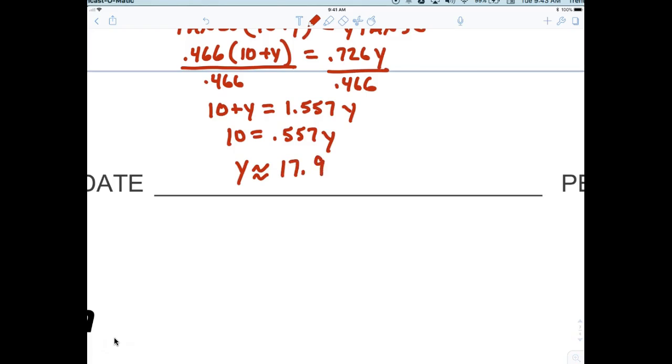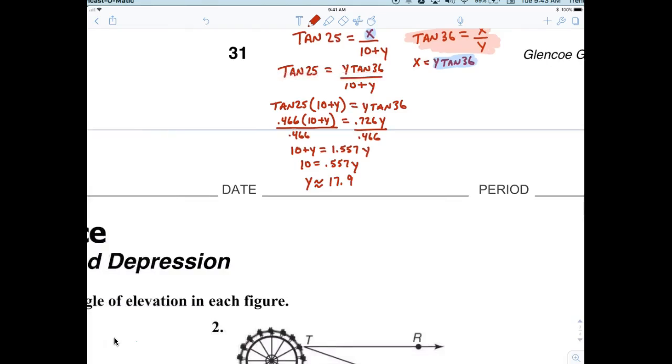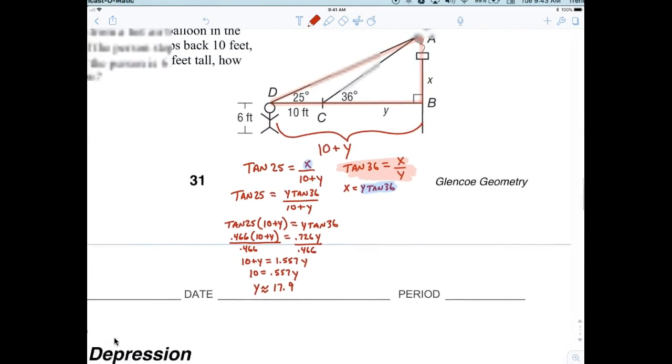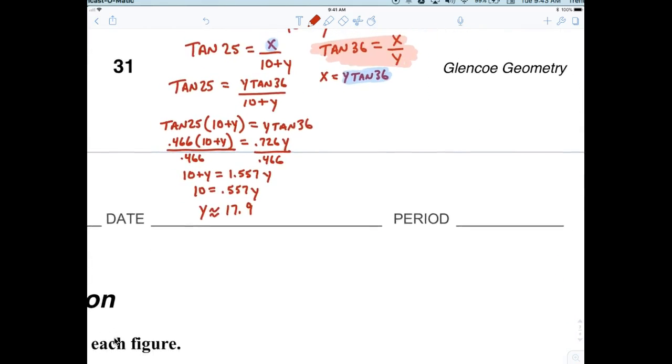Approximately 17.9. I don't care if you get 18. I don't care if you get 17.86. You're right around there somewhere. All right, you have a calculator, so you should be pretty precise. All right, so I now know what y equals.